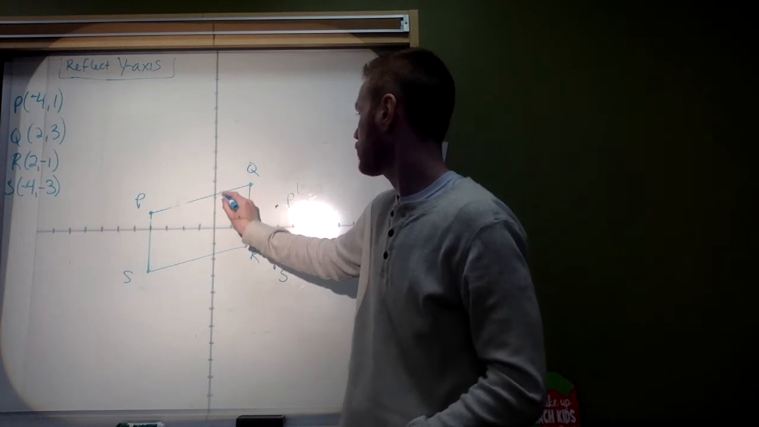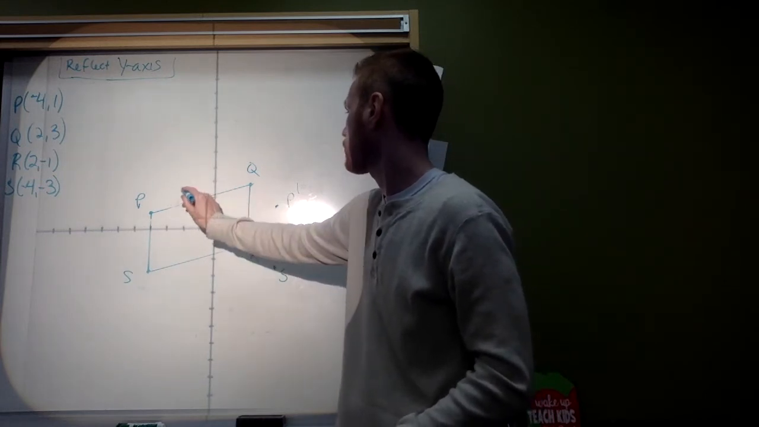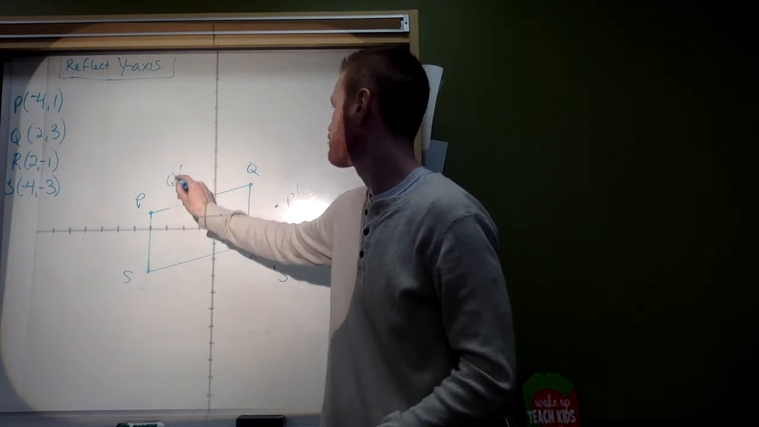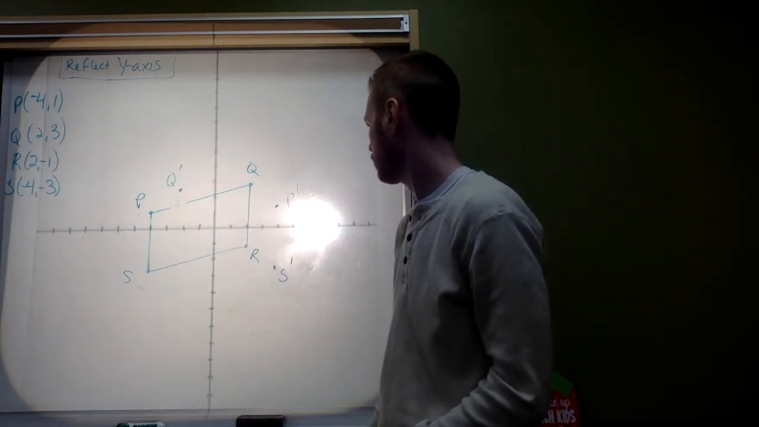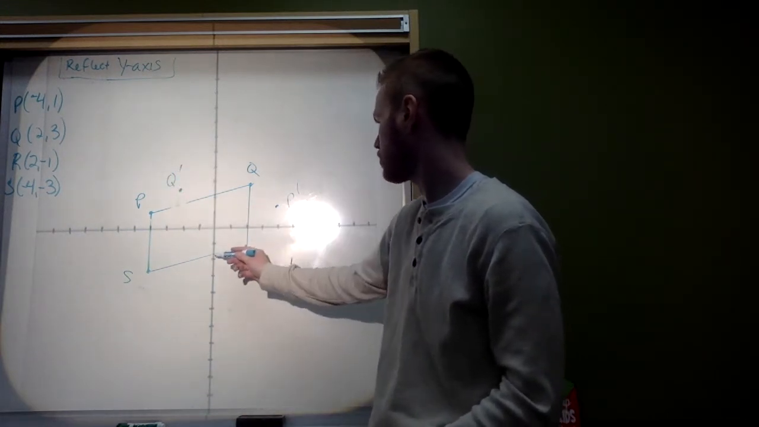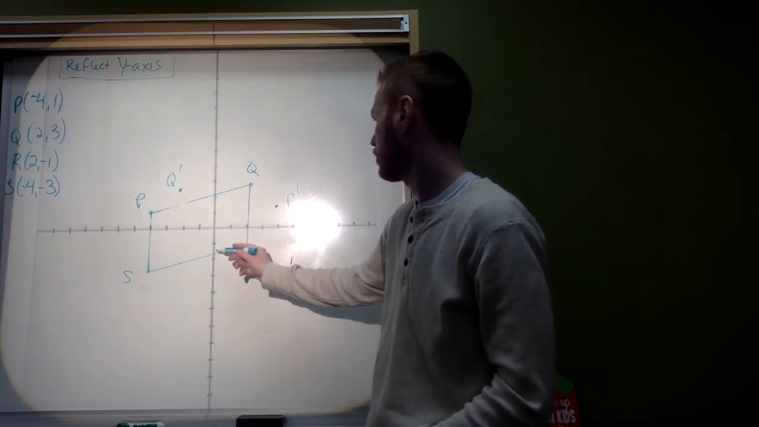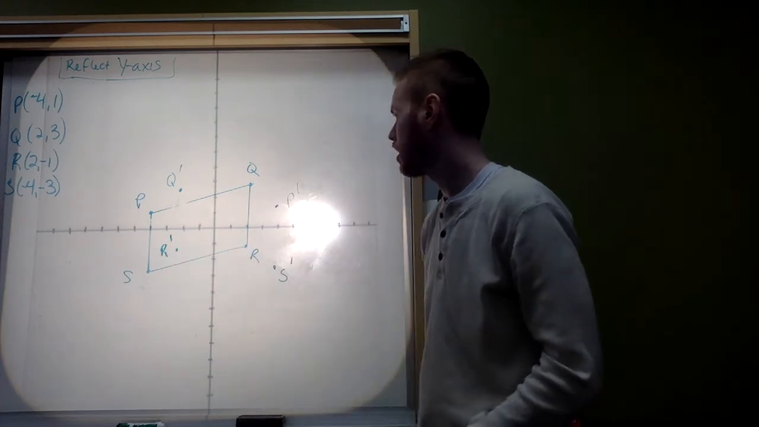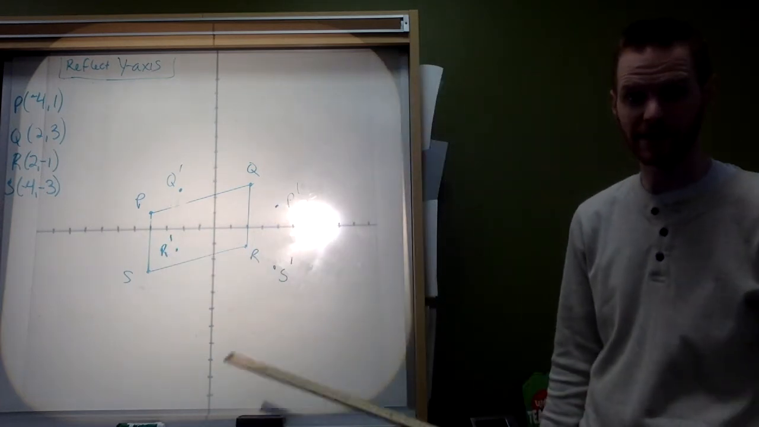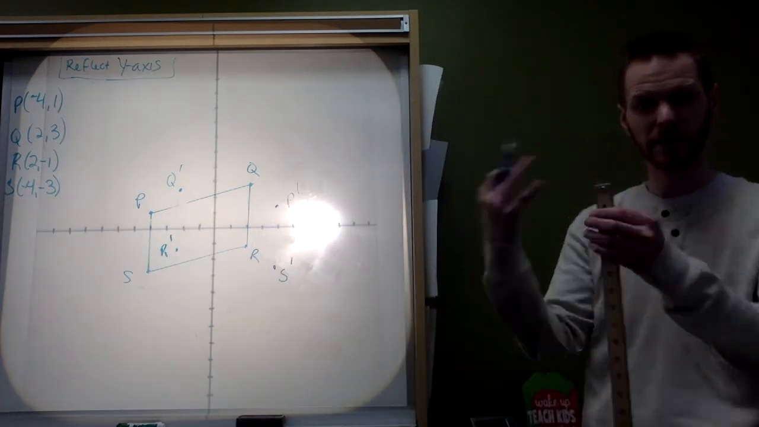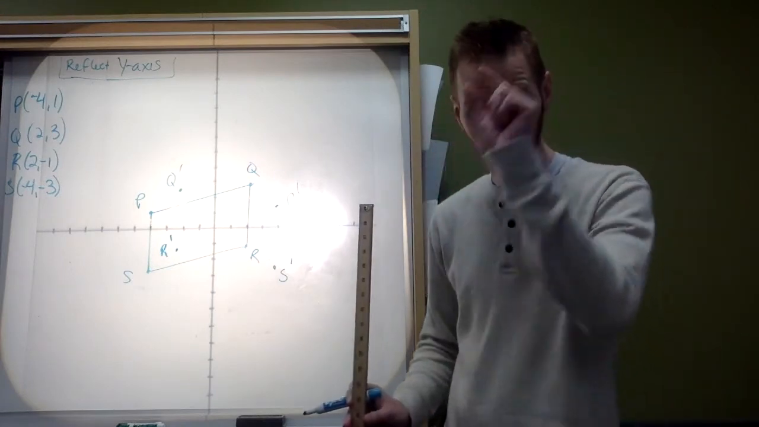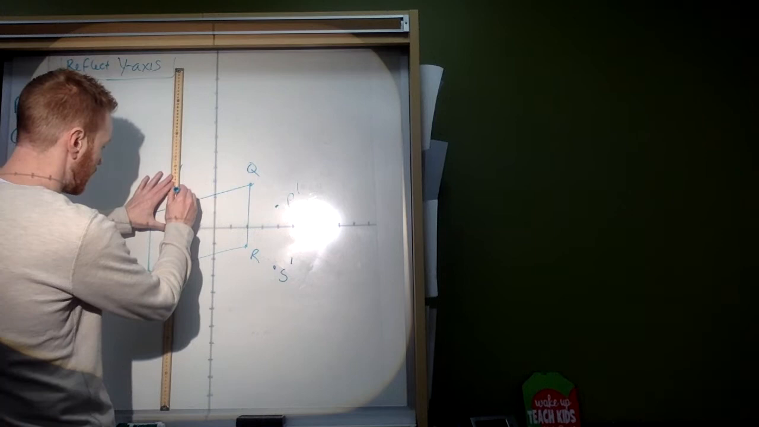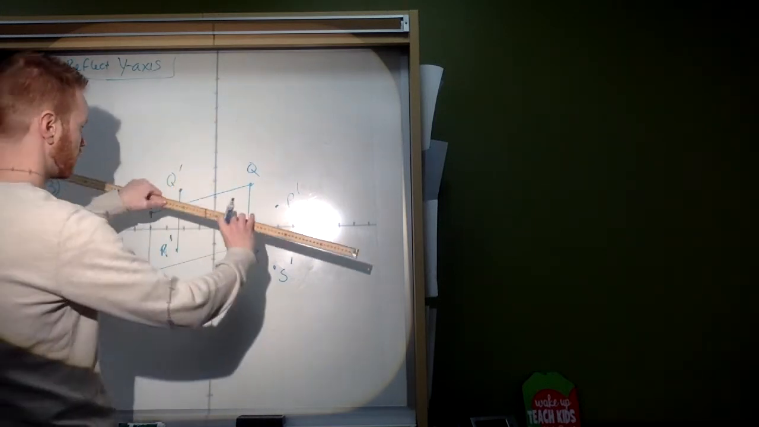Q is 2 spaces away. So I'm going to go 2 spaces away over here. Here would be Q prime. And R, which is here, is 2 spaces away. So then I'm going to go 2 spaces away over here. So here's R prime. At first, this looks a little bit messy because all the points are kind of mixed together. That's why the prime marks are so important. Let's go ahead, connect our dots.